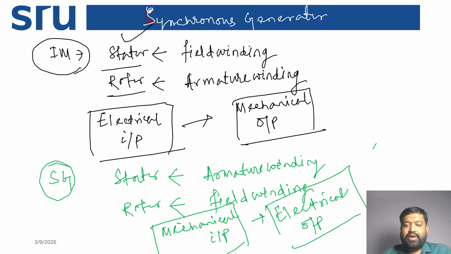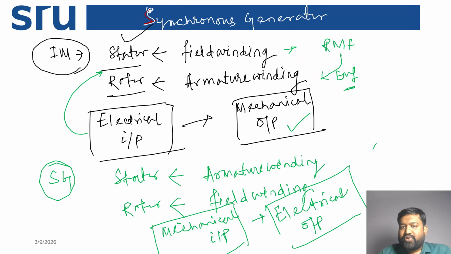Now you see one point. In the induction motor, the electrical input is given to the stator, and the stator produces the rotating magnetic field. Due to the rotating magnetic field, an EMF is induced in the rotor bars, and that will produce the mechanical output. This is the operation of the induction motor.